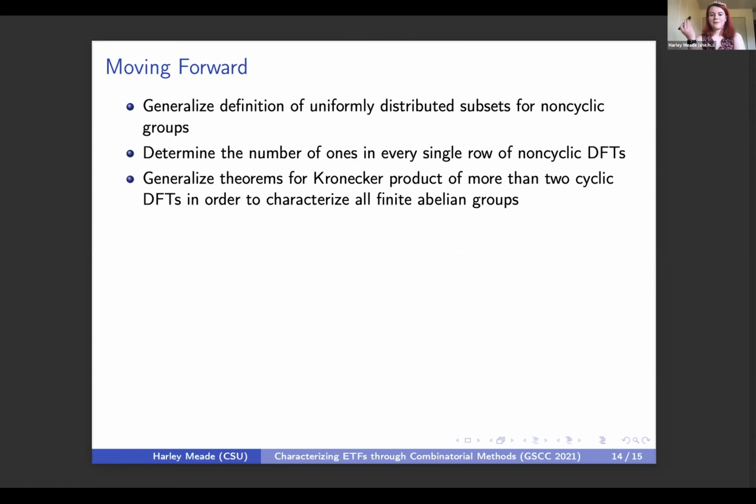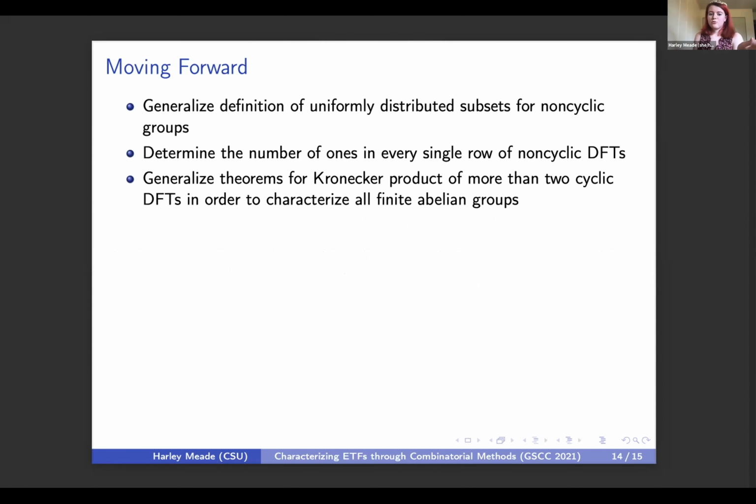Future work, other than finishing that proof: generalizing the definition of uniformly distributed subsets for non-cyclic groups, because right now it is only for cyclic groups, and specifically those of prime power order. I also want to not only find the minimum number of ones in each row of a non-cyclic DFT, but fully find the number of ones in it, because once you know the number of ones, then you can say, yes, these rows will be good or these rows will be bad in finding full spark.